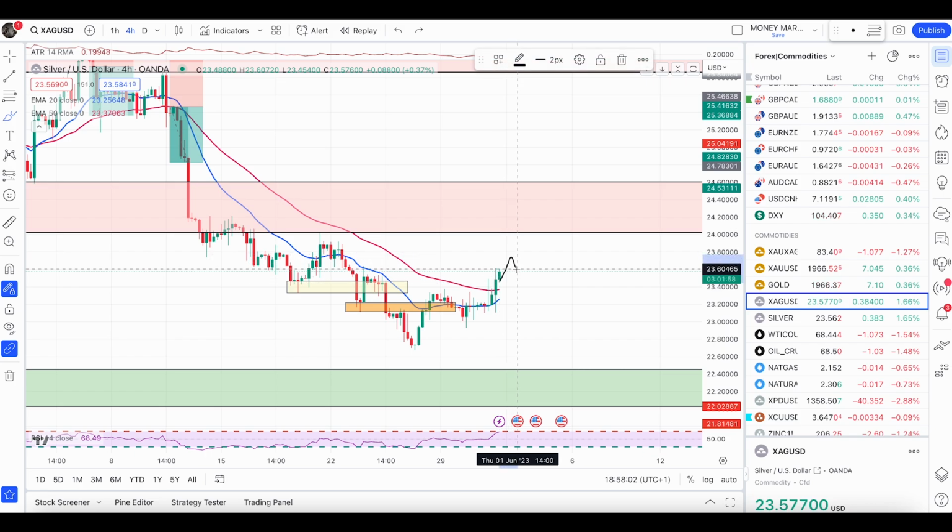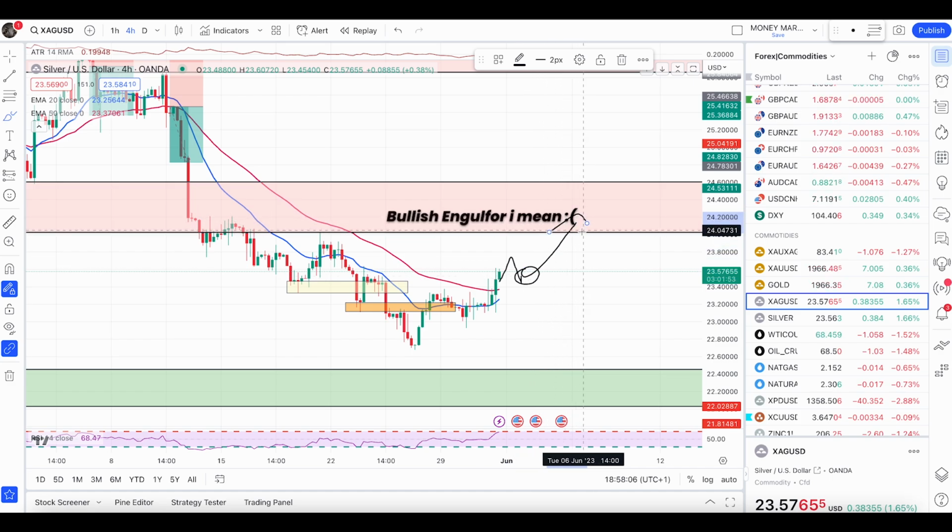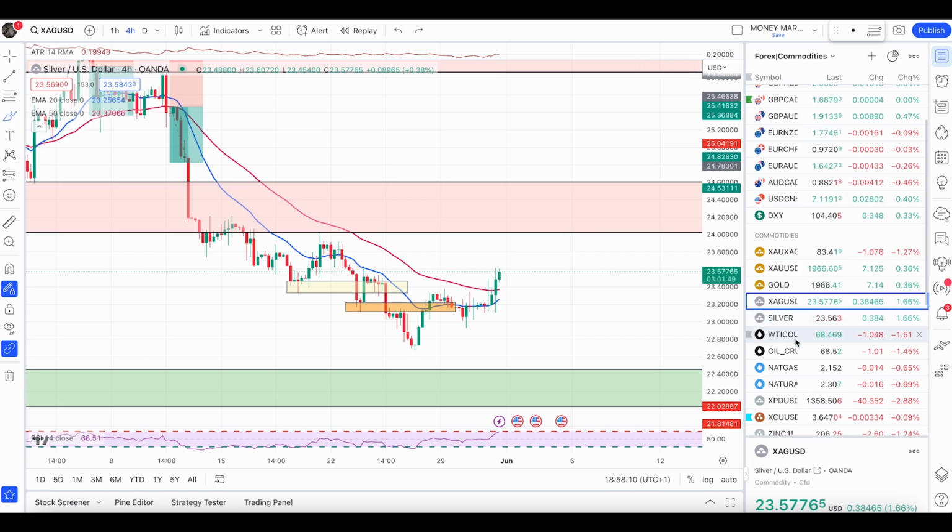We can get a few green candles followed by red candles, then a bearish engulfer and a possible push up from here. So that is what I'm looking at for silver. Only looking for buy condition, not selling at this point.